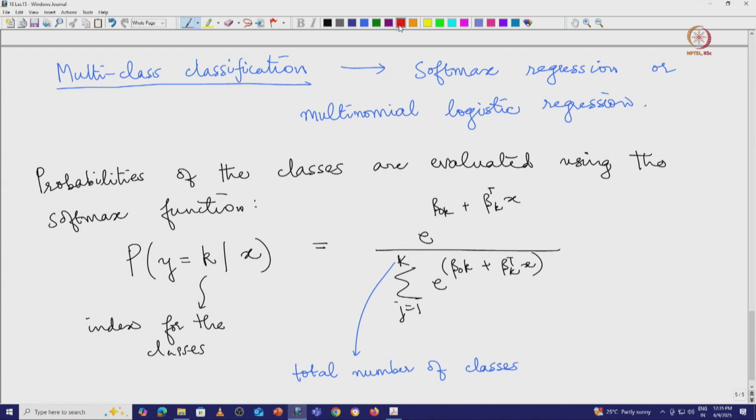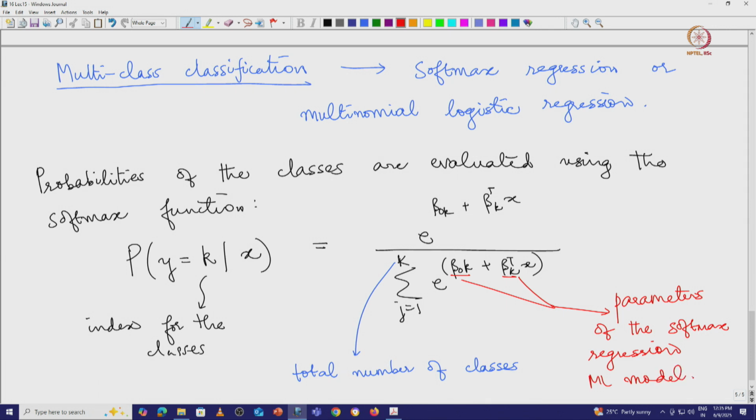Now, these betas, as you rightly guessed, one of them is just a number, this is a vector. These are the parameters of the softmax regression ML model, right. So, this is how it looks.